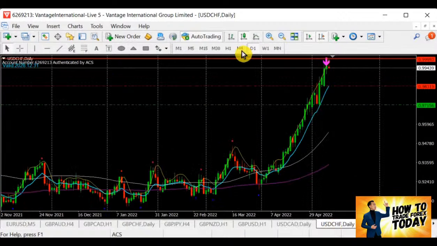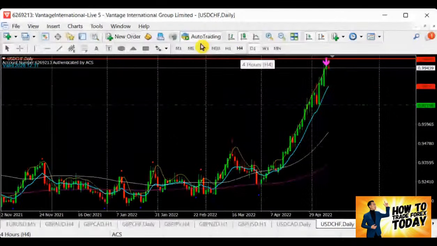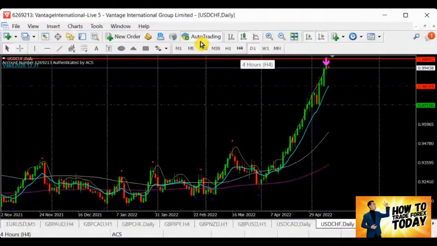What about dollar franc? Okay, let's take a look at dollar franc. Dollar franc over here, we are still on the move to the moon. So currently, no selling.